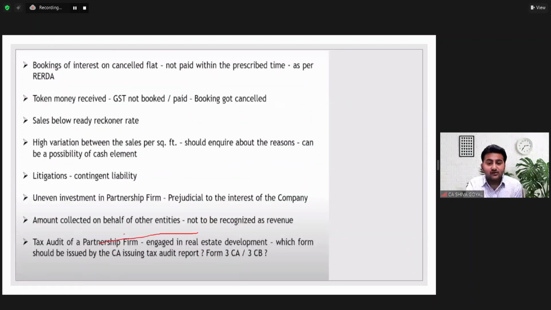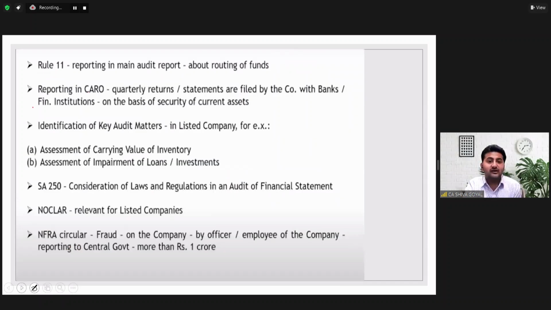Then 3CA 3CB also plays an important role if a partnership firm's tax audit is to be done. Then Rule 11 is very important in terms of reporting in the main audit report. Then CARO had a lot of changes just a few years ago, where the quarterly returns filed with the bank have to be disclosed, and the auditor has to remark whether the quarterly statements or returns filed with the bank coincide with the books of account, specifically with current assets, stock and debtors.